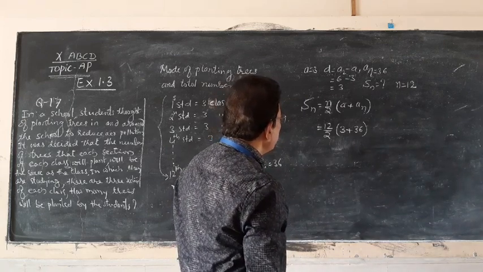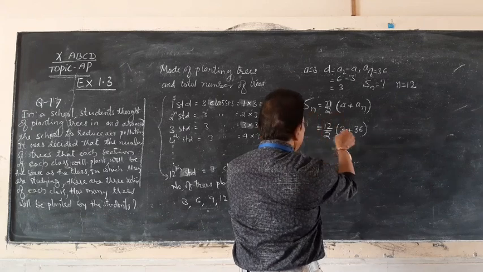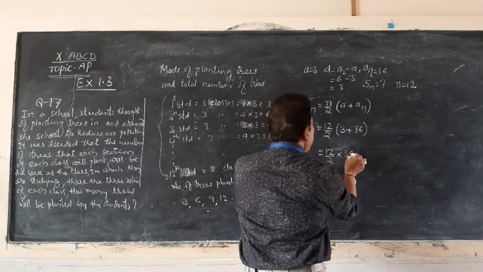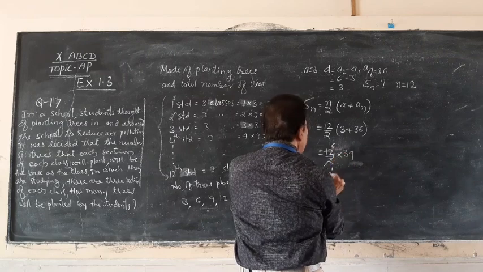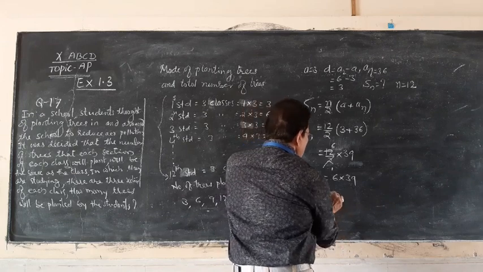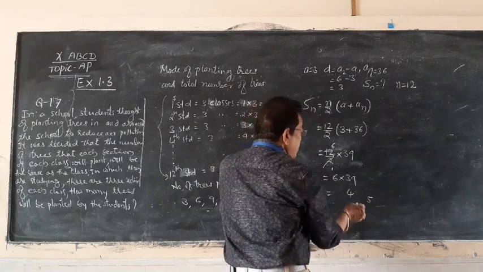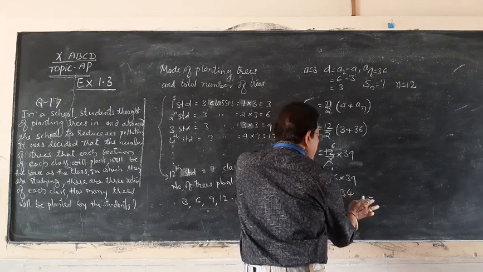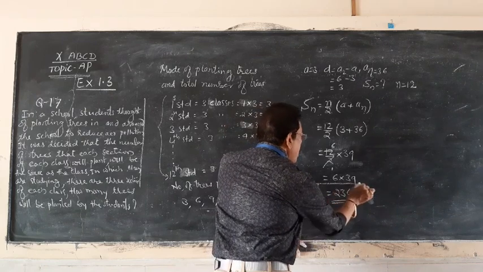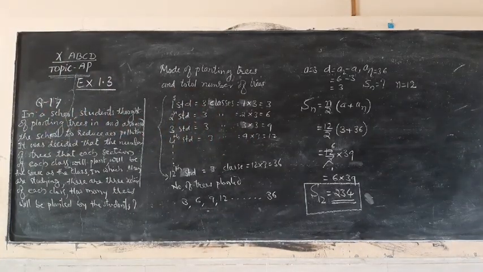First term 3, an 36. 12 by 2 into 36 plus 3, 39. 2 ones are 2, 6 into 39. 6 nines are 54, carry 5. 6 threes are 18, 18 plus 5, 23, so 234 trees they have planted.